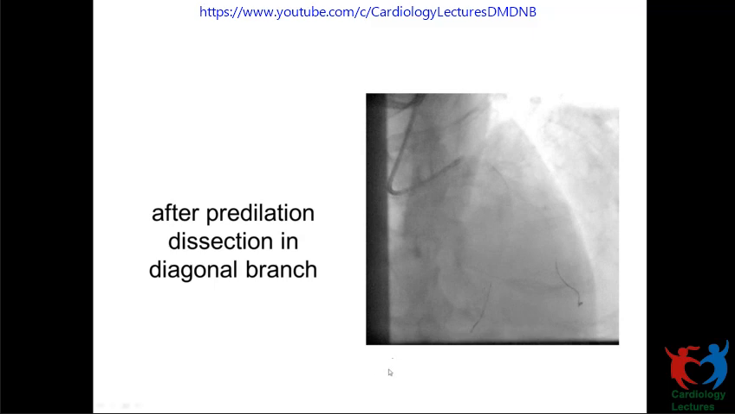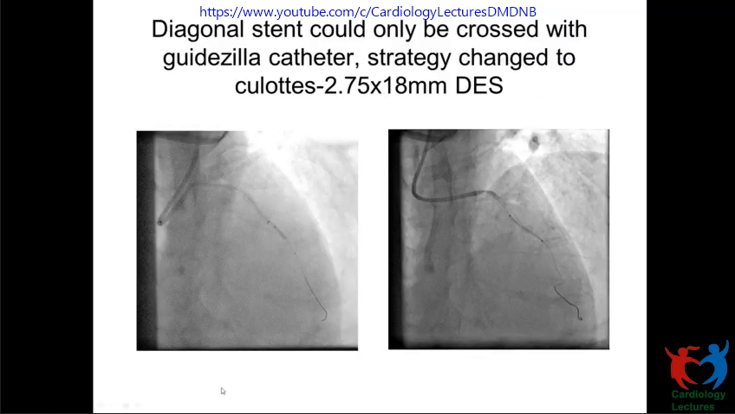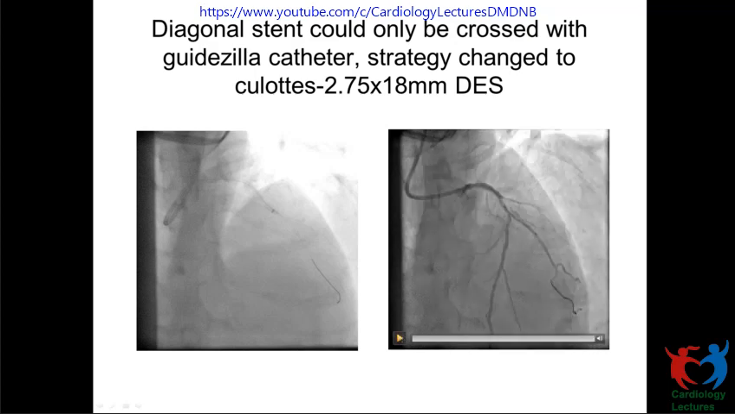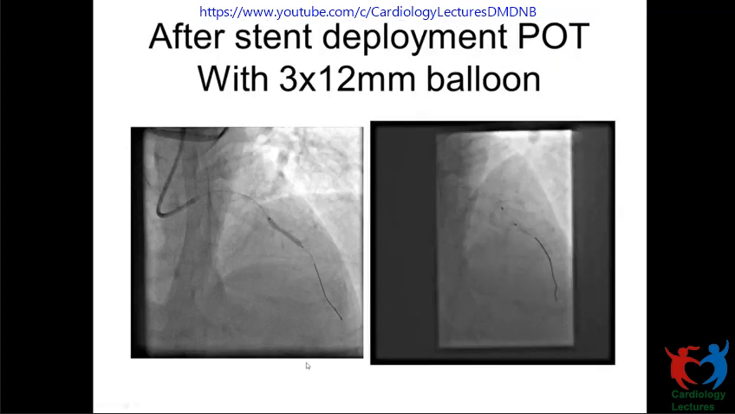So at that point of time, to save both the branches, I changed my strategy from a DK crush to a culotte. Rather, it was the inverted culotte in which I fixed the side branch first. As you can see, I took the help of a mother and child catheter and again dilated this diagonal branch, and this is the diagonal stent. You can see this is protruding into the main branch, and then we deployed this stent. Then we pre-dilated this. Then we did a POT with a 3 by 12 millimeter balloon into this diagonal branch.